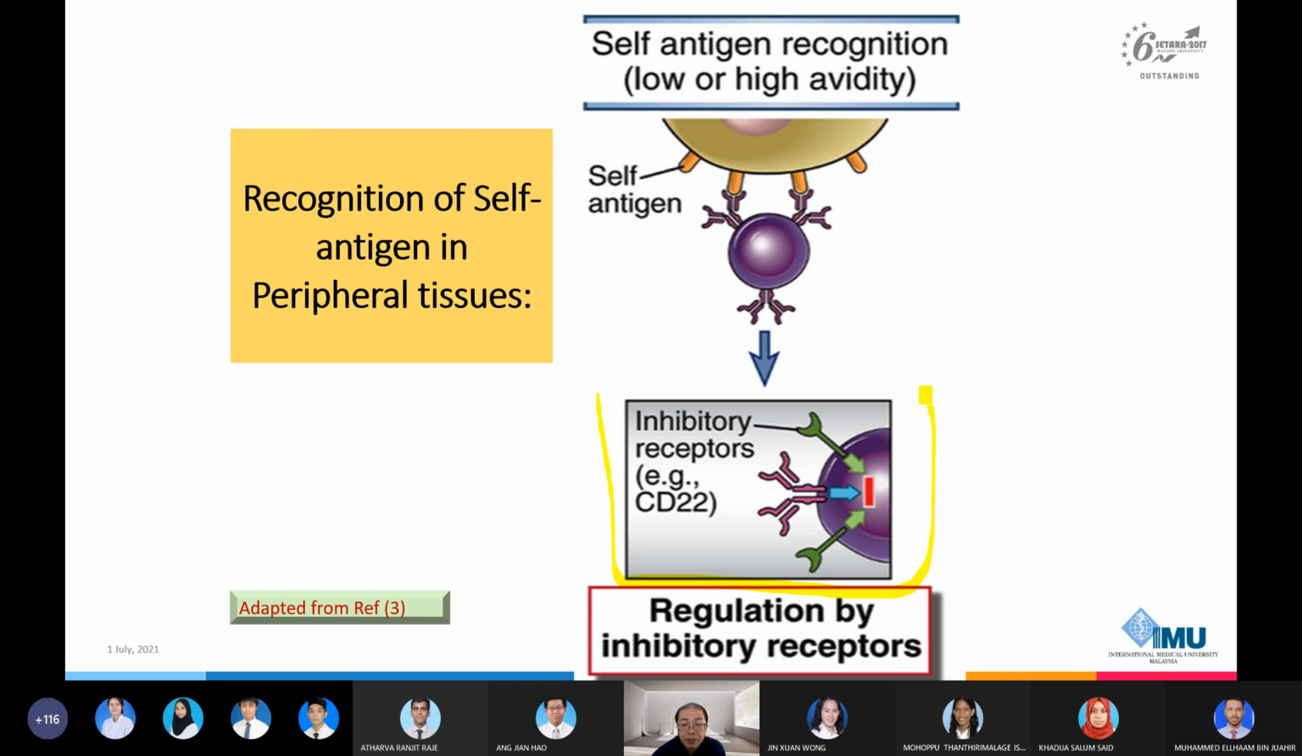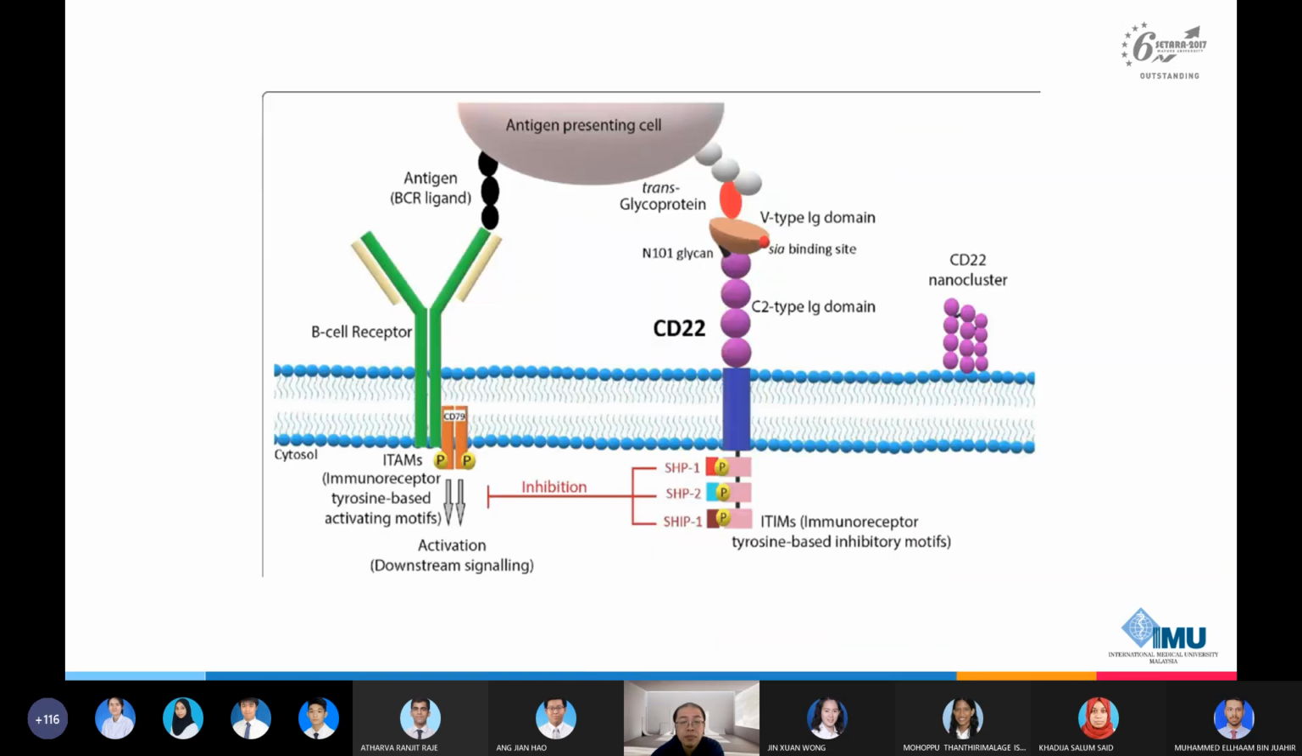And this is the inhibitory receptor, CD22. How does CD22 work? As you can see, it inhibits the B cell receptor.